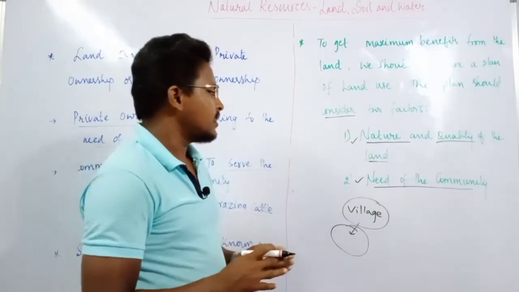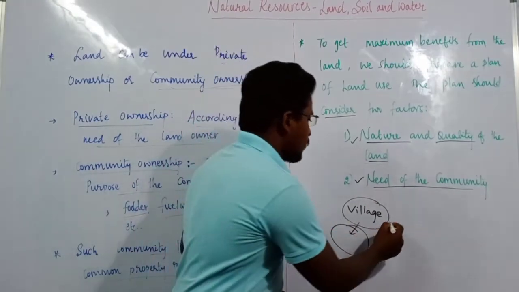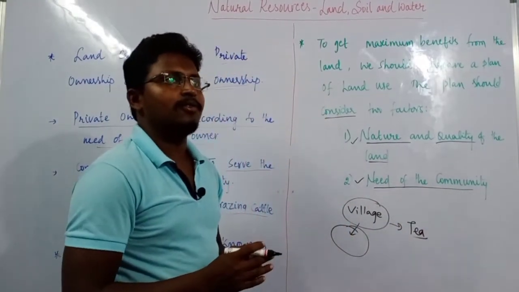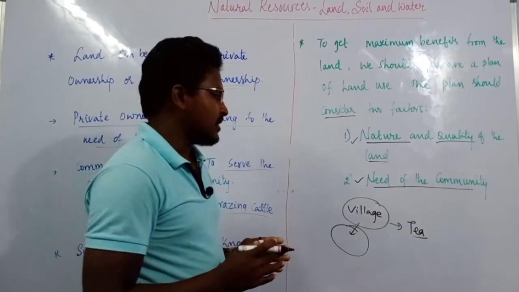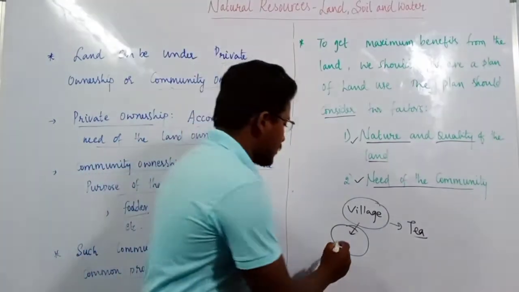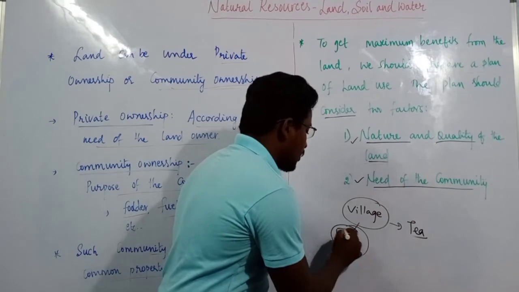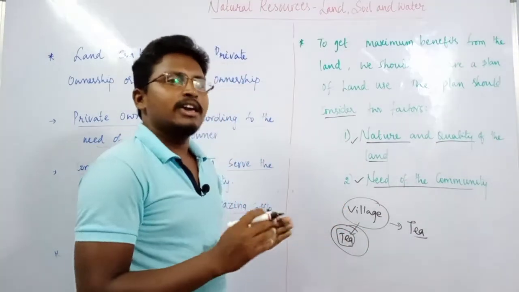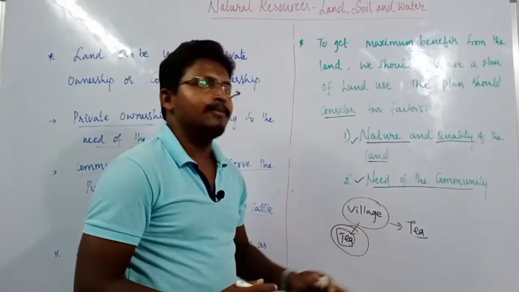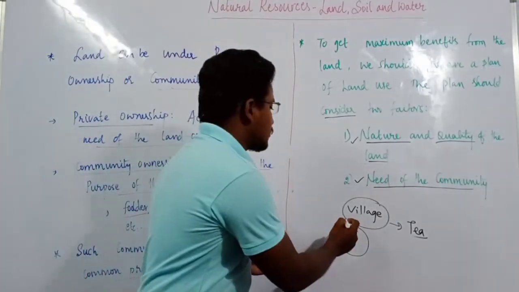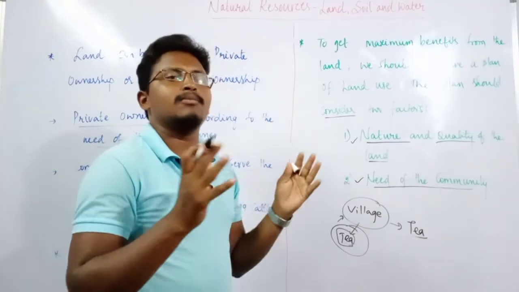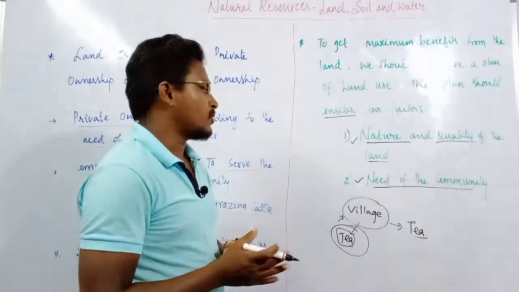Just imagine that all these villagers would love to drink tea every day. So what they would expect is to cultivate tea in this particular area. Or if any person owns the land and cultivates tea, automatically there will be some growth, the land can be put into maximum use, and he can gain more profits. Why?